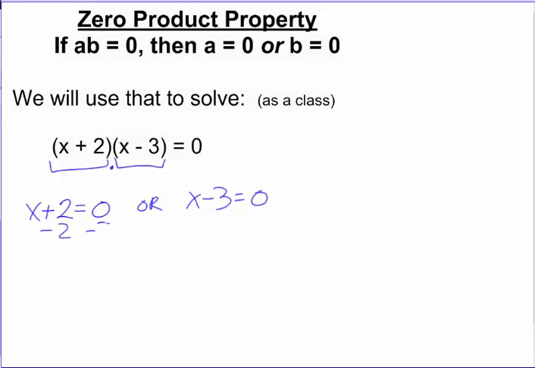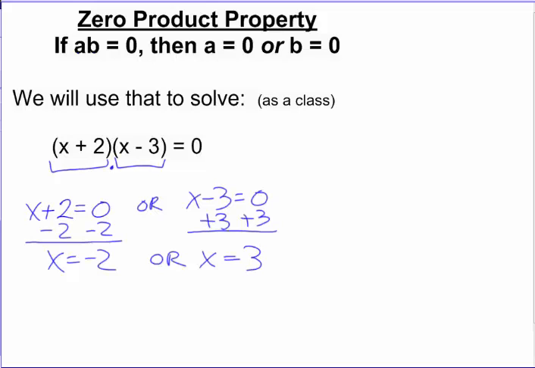So I subtract 2 on both sides. x equals negative 2. Or I add 3 to both sides. x is equal to 3. Now we're going to check it. So I'll do the x equals negative 2 first. You must check one at a time. You can't do both at the same time. Only pick one and check it. So my x is going to be negative 2 first. So I plug it in.